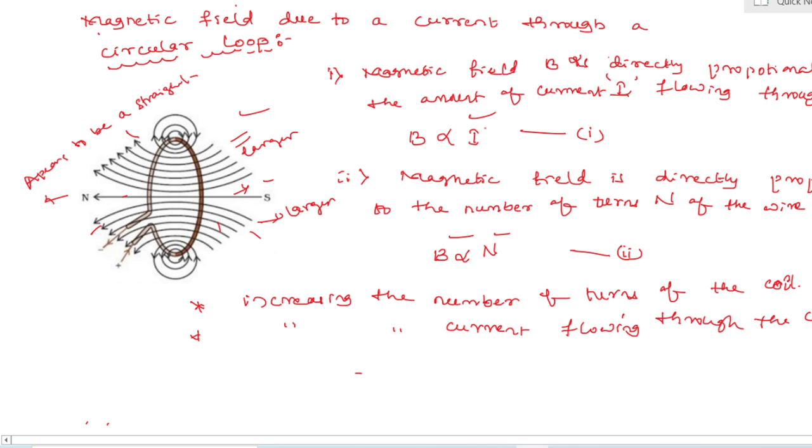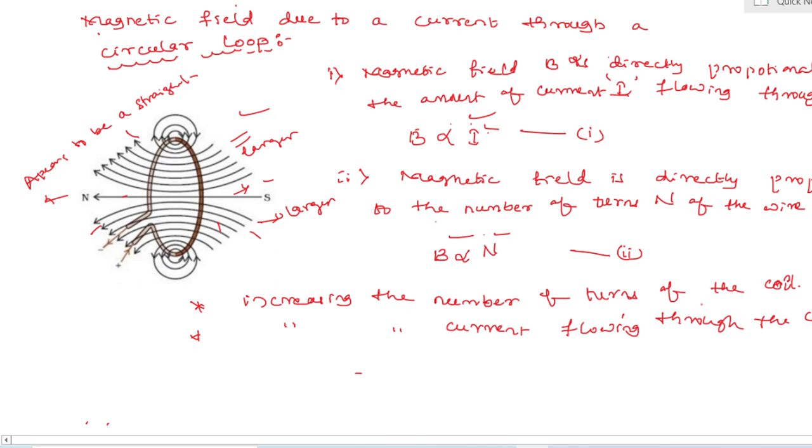Here, the amount of current flowing through: magnetic field is directly proportional to current flowing. Here, magnetic field is directly proportional to what? The number of turns of the wire. What if it increases? It means the magnetic field increases. Magnetic field increases by increasing the number of turns of the coil and increasing the current flowing through the coil. Yes, my dear students.